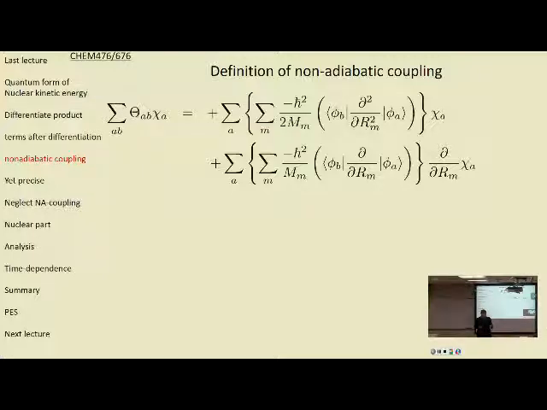It measures how efficiently the system jumps from electronic state A to electronic state B. Good? Make sense? And we are developing an idea and formula that at low temperatures there are no transitions between different electronic states, and we can drop this stuff. So we have a name for it, non-adiabatic coupling, and we have a notation for it, theta sub AB.